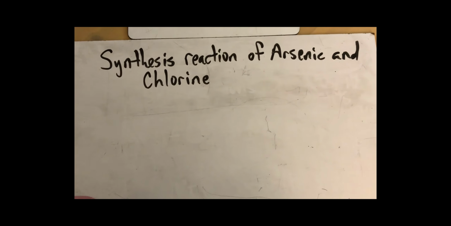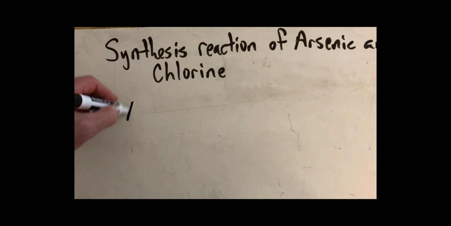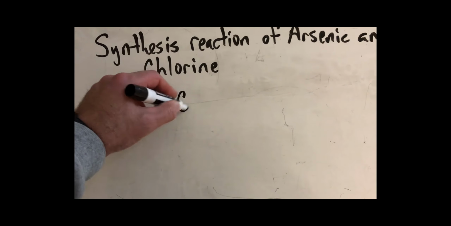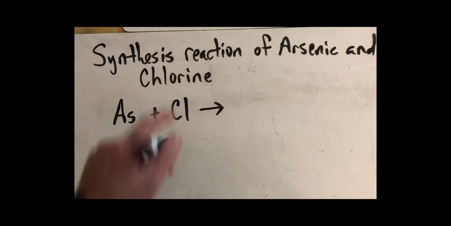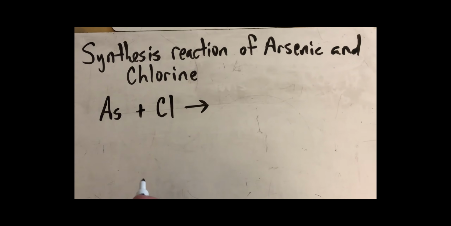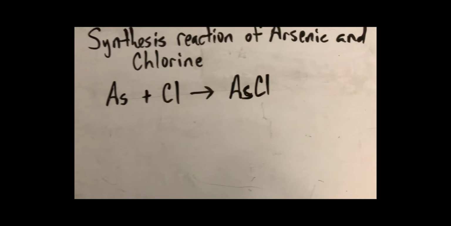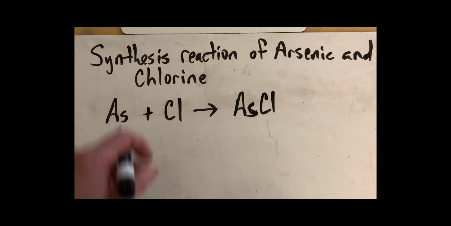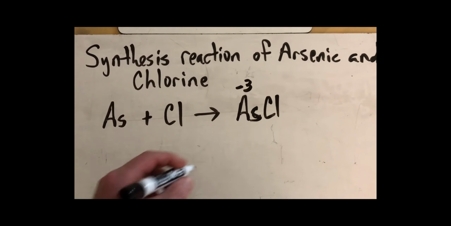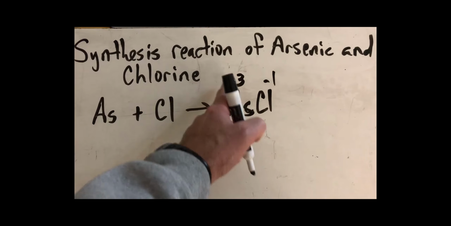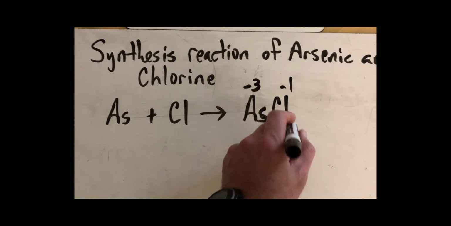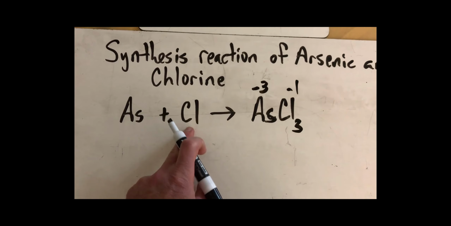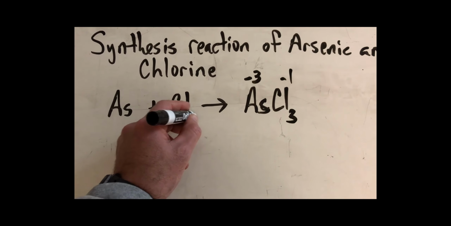So if we take a look at a reaction between arsenic and chlorine, it's a synthesis reaction, so those things are going to join together into arsenic chloride. Okay. So we still need to balance this. Okay, arsenic is a -3 charge and chlorine is a -1, so that means that we need to have 3 chlorine ions. Also, can't forget that chlorine is a diatomic element.